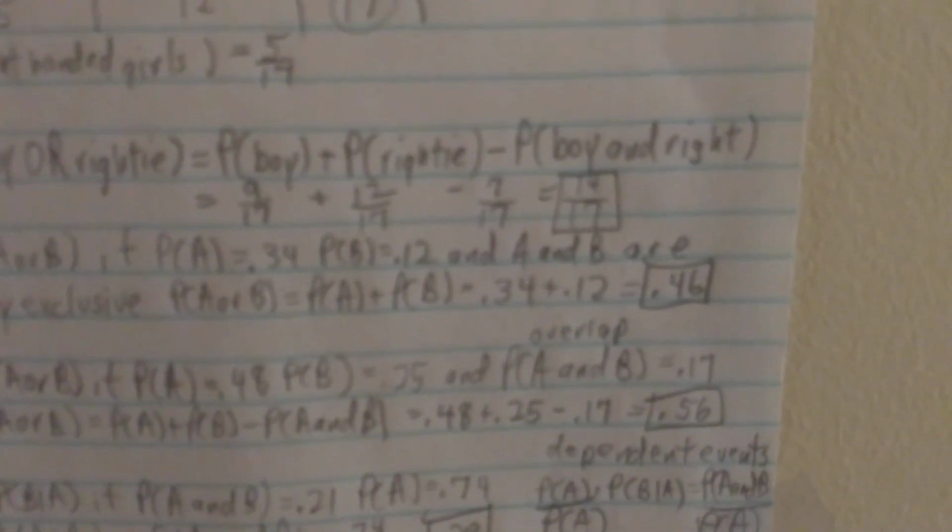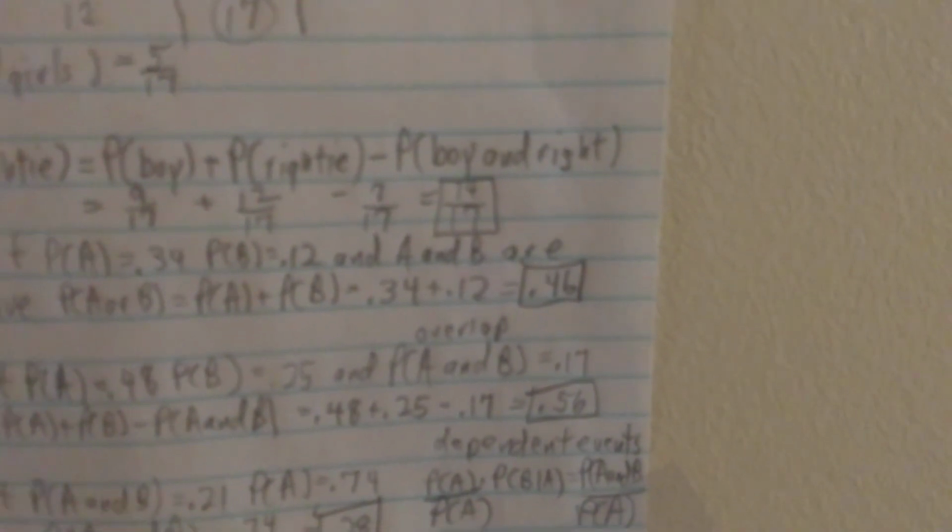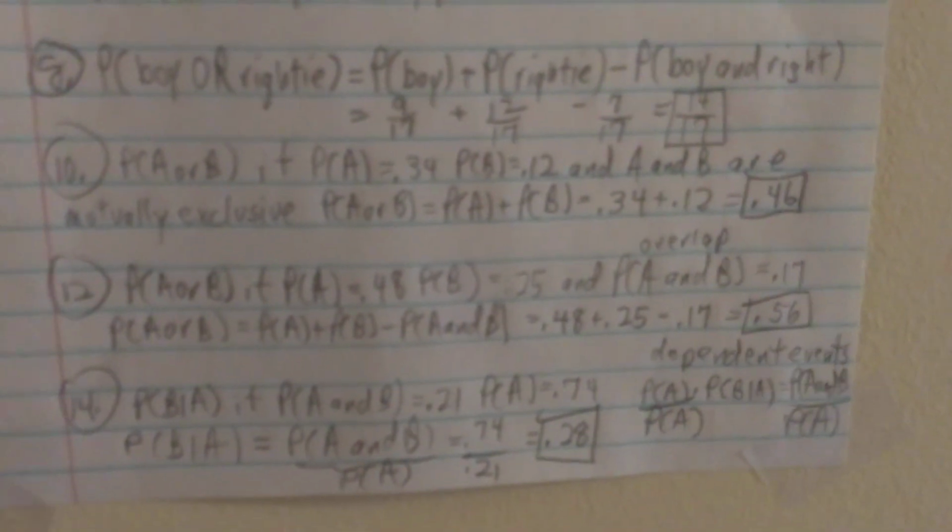Now 12 is the probability of A or B if the probability of A equals 0.48, the probability of B equals 0.25, and the probability of A and B, the overlap, is 0.17. So now the probability of A or B is equal to the probability of A plus the probability of B minus the probability of A and B, which is 0.48 plus 0.25 minus 0.17, or a final answer of 0.56.